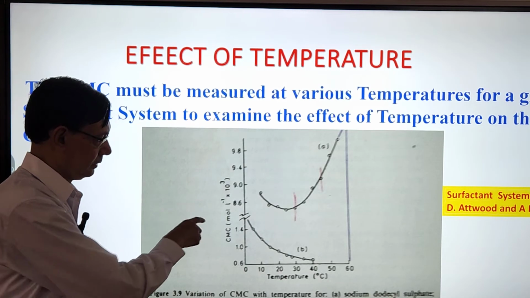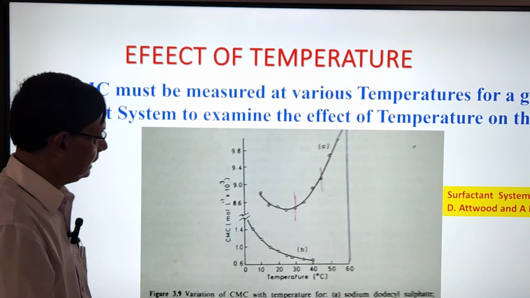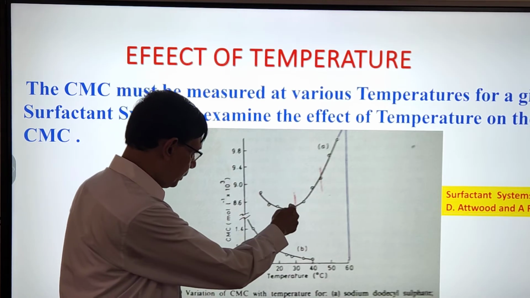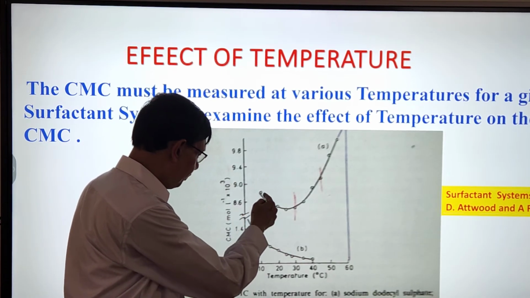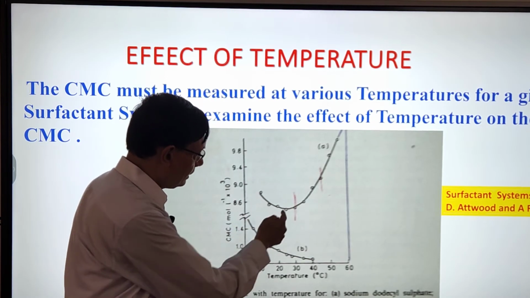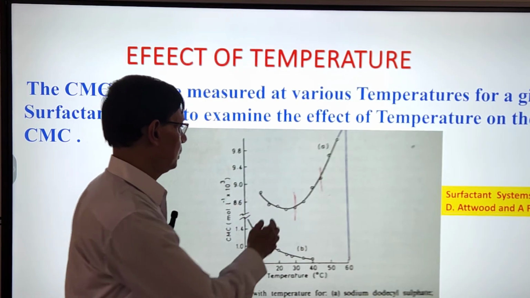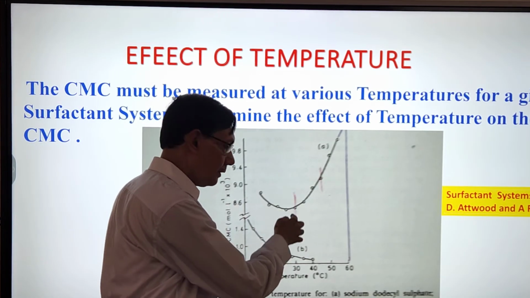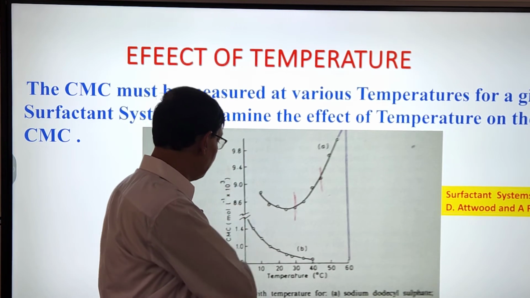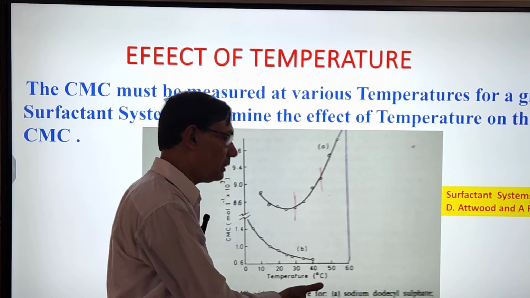water structure breaks. But in the ionic type of surfactant, up to 30 degrees, suppose you perform some experiment at 20 degrees, it is gradually decreased. But when you again increase the temperature, that is called the minima. That means there is no linear relationship between the CMC and the temperature. But exceptions are possible.